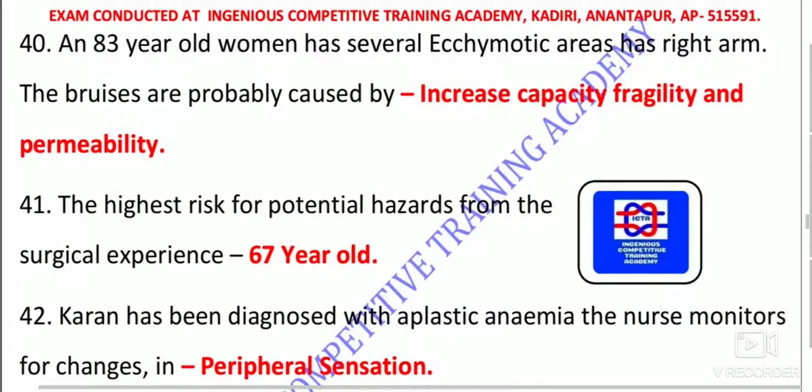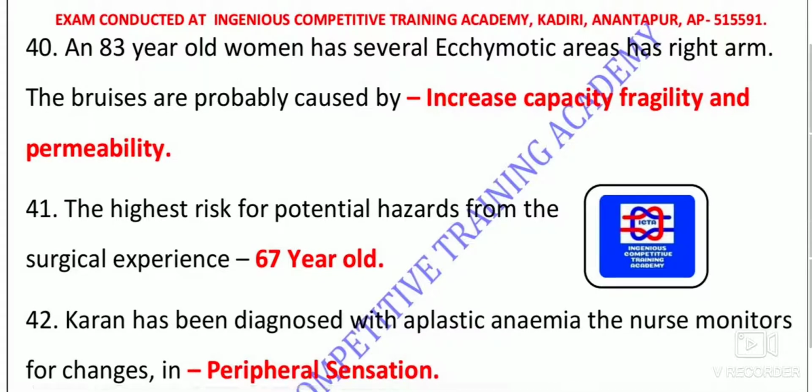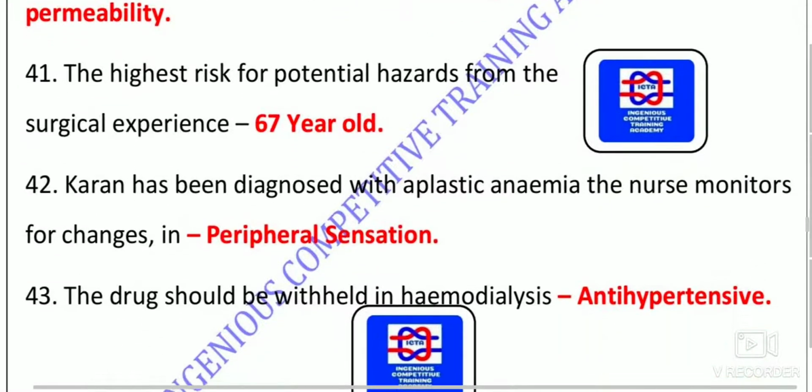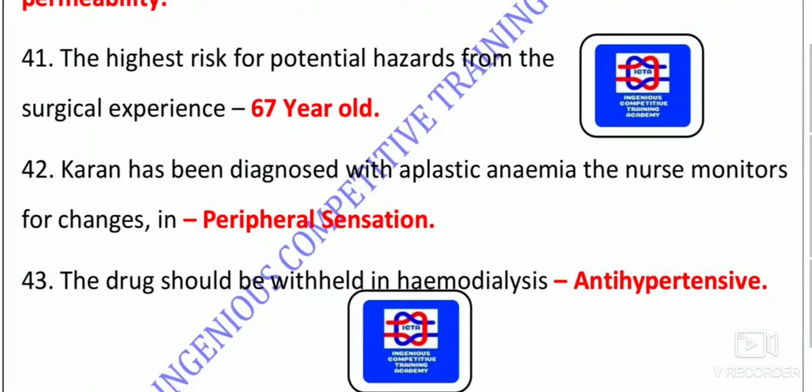Next we have an 83-year-old woman who has several ecchymotic areas on her right arm. The bruises are probably caused by what? That is increased capillary fragility and permeability. This is what exactly you have to remember in this. The highest risk for potential hazards from the surgical experience is what? That is a 67-year-old. They have got the highest risk for potential hazards from the surgical experience. Next we have Karan has been diagnosed with aplastic anemia.